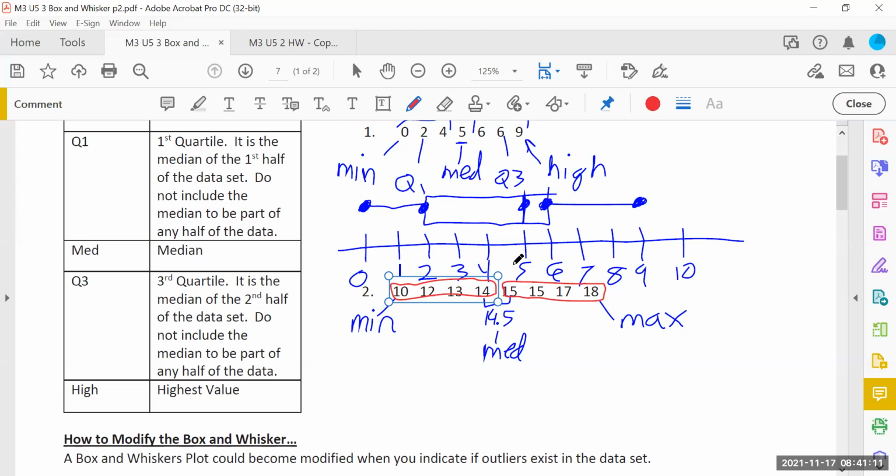So now I have to do the same thing because the bottom set has 4. There's no middle number there either. So I need to take the average of these 2. 12 plus 13 divided by 2 is going to be 12.5. 12.5 is going to be my quartile 1. And then up here, 15 plus 17 divided by 2 is going to be 16. That's going to be my quartile 3. This will happen about half the time, where you'll have to average 2 numbers to get the actual middle value.